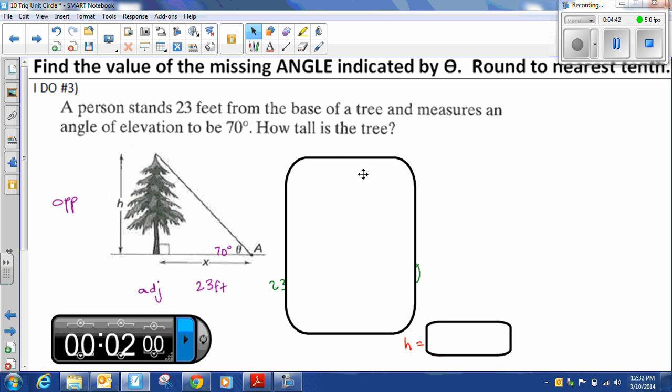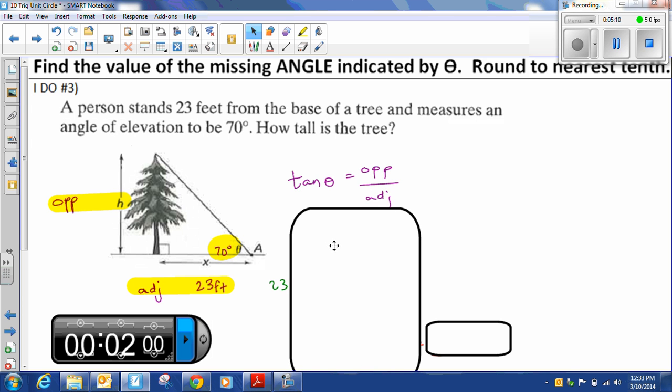Okay, so here is a word problem where we need to find the height of the tree given the distance that a person stands from the base of the tree with the angle of elevation of 70. So we need to realize that if this is our angle of elevation, the adjacent side is 23 feet, and the opposite side is unknown. We use h. So what trig function uses opposite and adjacent? Tangent does.